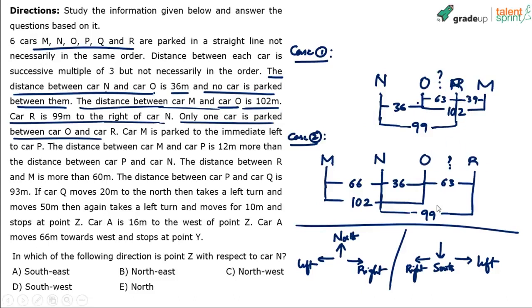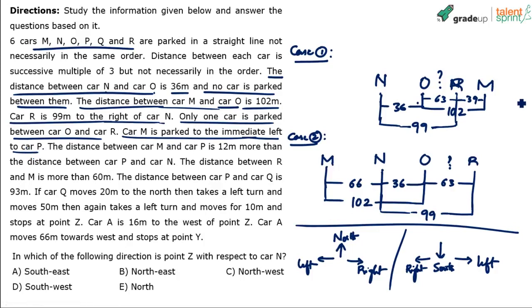So if you observe, we have already got 4 cars on the chart: N, O, R, M. And there is this 5th car, which can be either Q or P. This question mark here will be either Q or P. Okay. Now car M is parked to the immediate left of car P. This is important. M is to the immediate left of P.